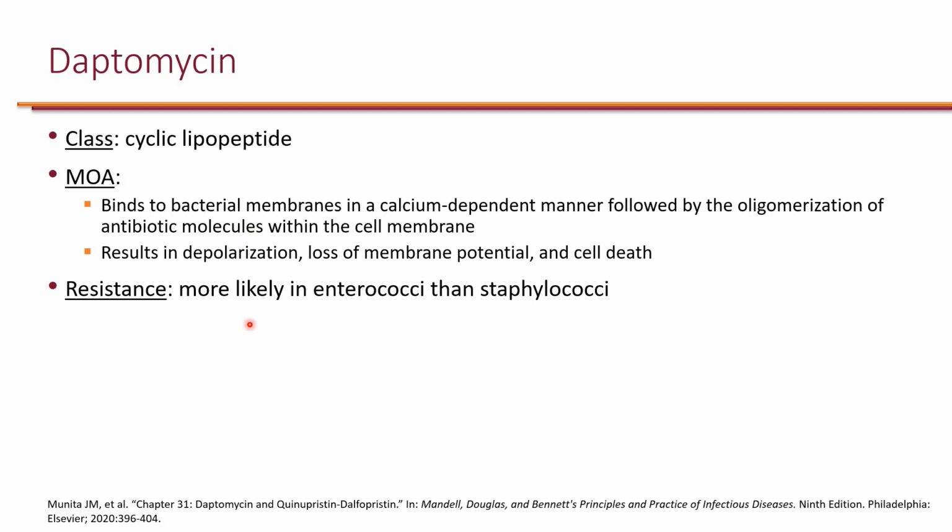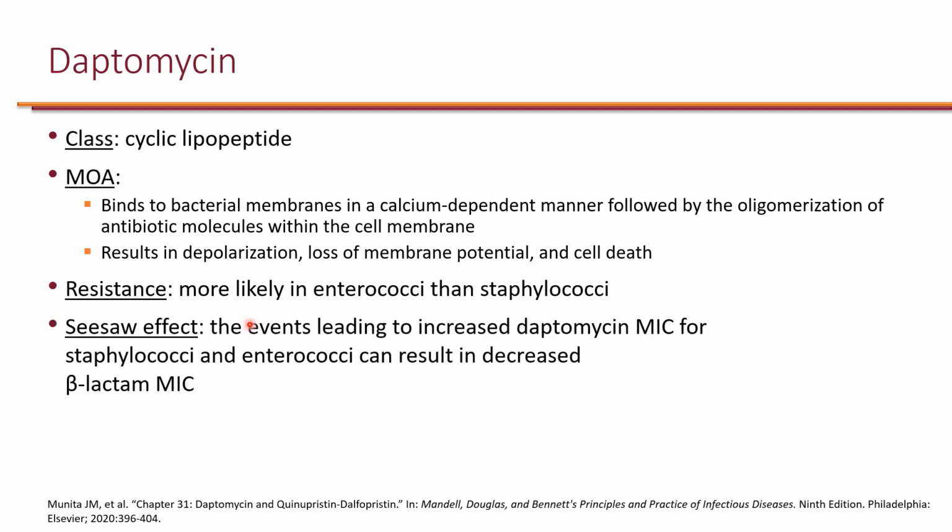So that's the mechanism of action. And when it comes to resistance, it's more likely to be encountered in enterococci than staphylococci. So, for the most part, MRSA is susceptible to daptomycin. It's really hard to find MRSA that would be non-susceptible to daptomycin. It's more common to find enterococci that might be non-susceptible to daptomycin.